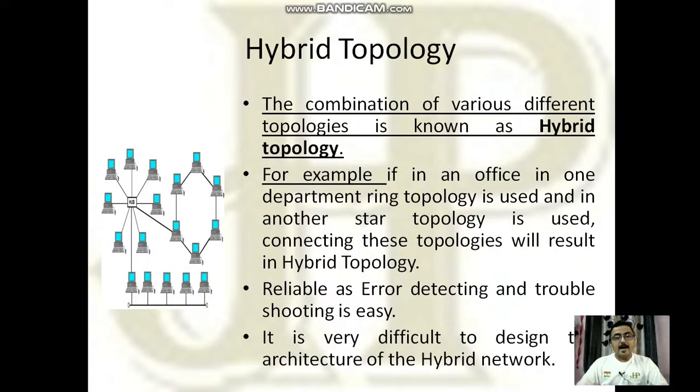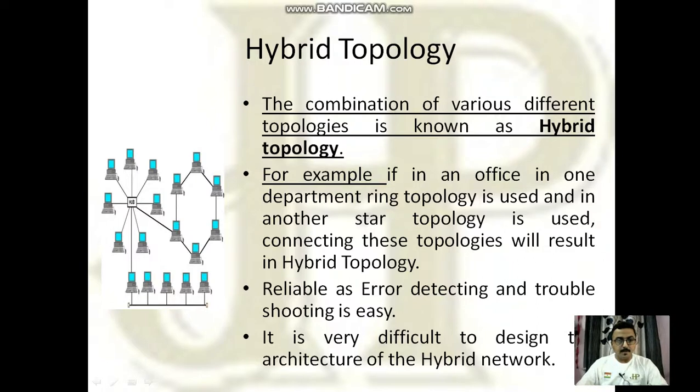And the last one is hybrid topology. As the name suggests, the combination of various different topologies is known as hybrid topology. In this diagram, you can see that there is a bus topology network, another one is a ring topology, and the third one is a star topology. The combination of these three makes a new topology known as hybrid topology.